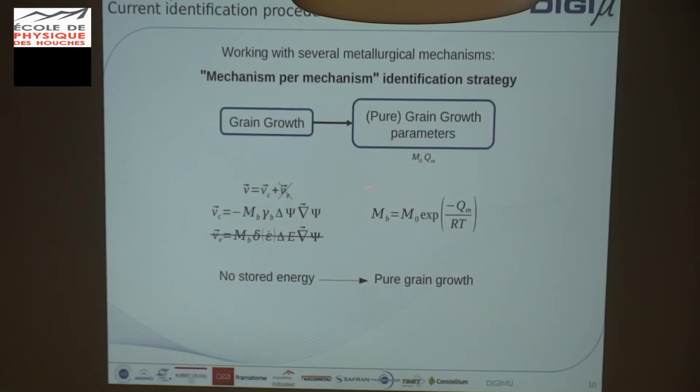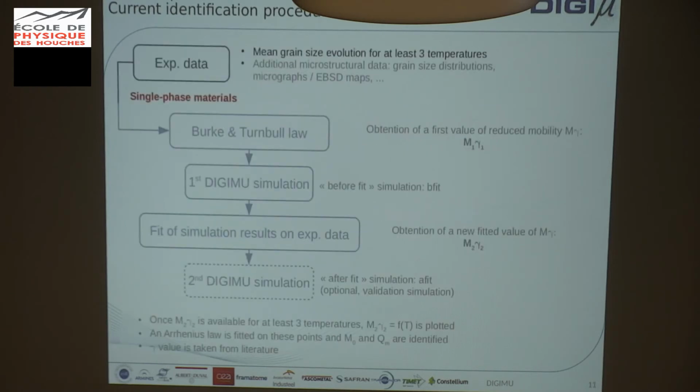For doing that identification procedure, we will work with experimental data coming from materials that are free of any stored energy, so we can consider only pure grain growth, only driven by this capillarity term. That is the actual procedure for identification of grain growth parameters. We need at least the mean grain size evolution for at least 3 temperatures. Any additional microstructural data is also useful, especially for validation at the end of the identification.